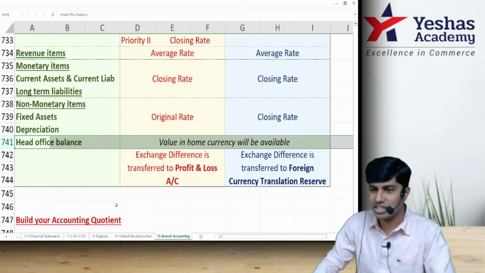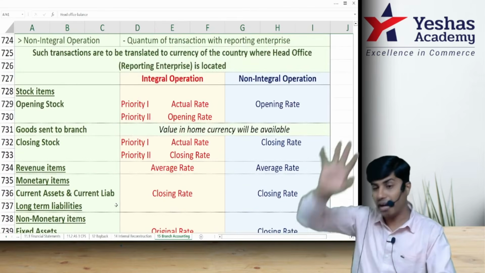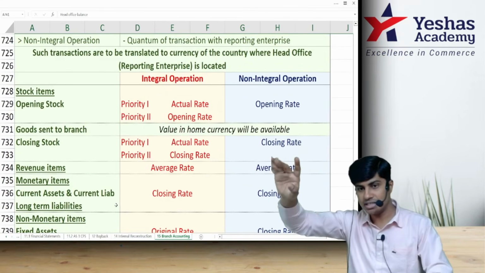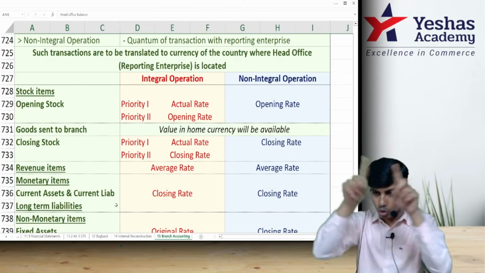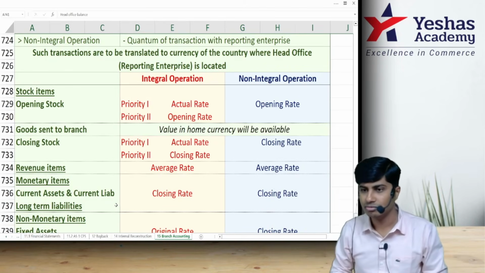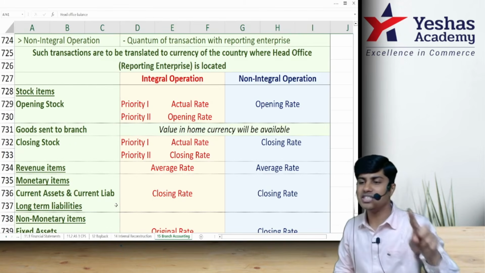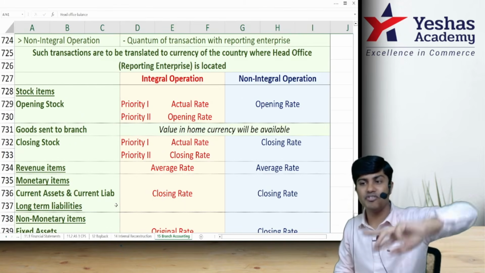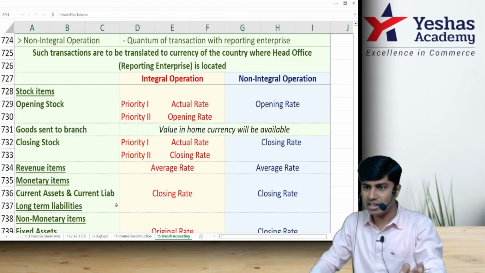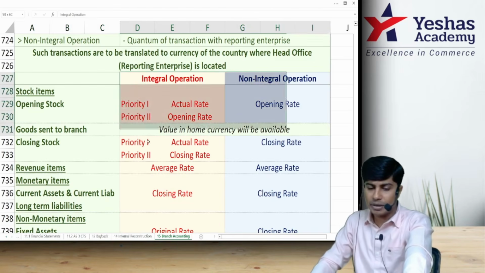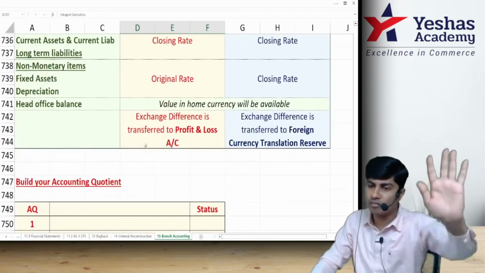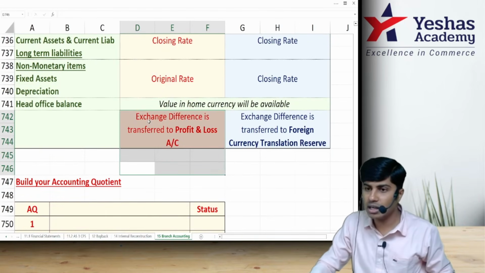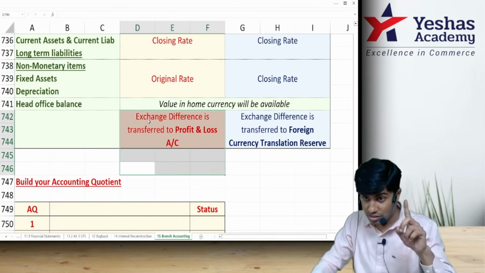Finally, when you take this trial balance of the foreign branch, which is there in foreign currency, and convert it into home currency, the new trial balance in the home currency will not tally. Why? We did not multiply everything with the same rate. Different amounts we multiplied with different rates. The trial balance won't tally. If it is integral operation, such difference in trial balance will be posted to P&L account of head office. P&L account of head office, remember.